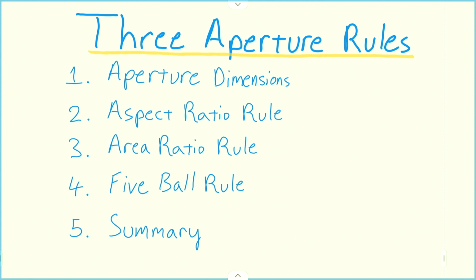We'll start out by identifying different aperture dimensions that are present on a stencil. Then we'll take a look at the two dimensions used in the aspect ratio rule. Next, we'll get to know the area ratio rule, which uses all the dimensions of an aperture as well as the area of the pad beneath it. After that, we'll consider the size of metal balls and solder paste in order to establish the 5-ball rule. Finally, we'll go through a summary of these three rules that are used for guiding us towards better stencil printing.